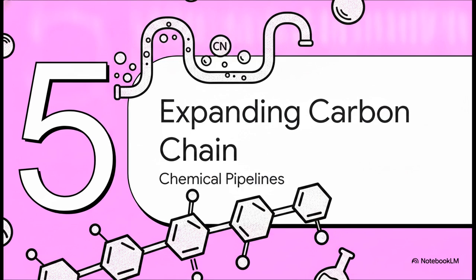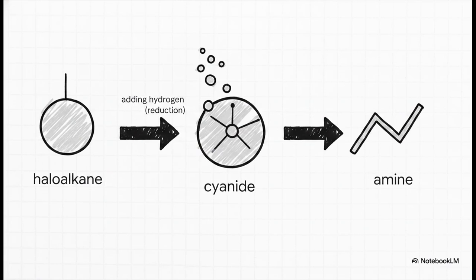Section 5. Expanding the carbon chain. Speaking of chemical pipelines, let's move to the next stage. We just learned how to create alkyl cyanides, but what amazing things can we do once we actually have them? How do we use them to expand and modify the carbon chain? One direct path is reduction. Hitting an alkyl cyanide with complete reduction, meaning adding hydrogen across that triple bond, transforms the molecule directly into a primary amine.